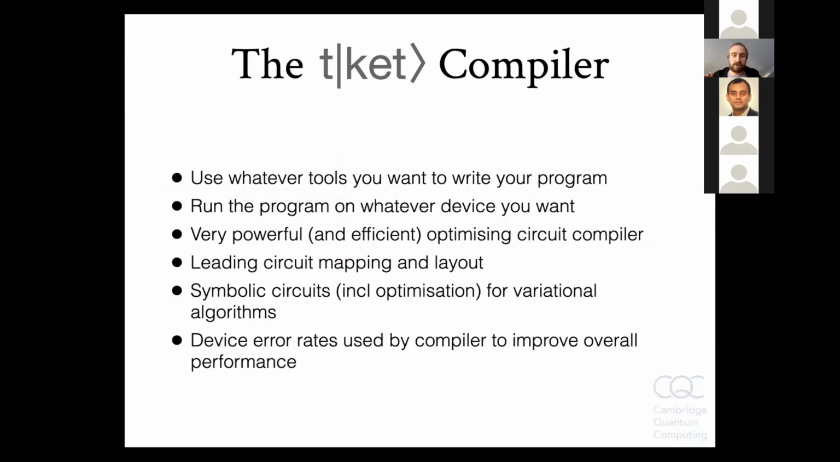So you can use whatever you want to write the program, and you can run your program wherever you want to run it. What's happening inside the box is a very powerful and efficient optimizing circuit compiler. It does the layout of the circuit on the qubits, where that's important. We support symbolic circuits, which is very important for variational algorithms, because I want to replace parameters at runtime with new values. And we can also use the error rates, which the device reports about itself, to improve the overall performance, try and avoid, for example, if there's one link which has got a very high error rate today, then we'll try to avoid using that one in the computation.